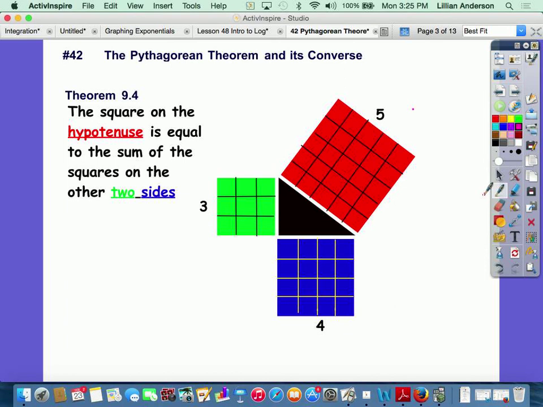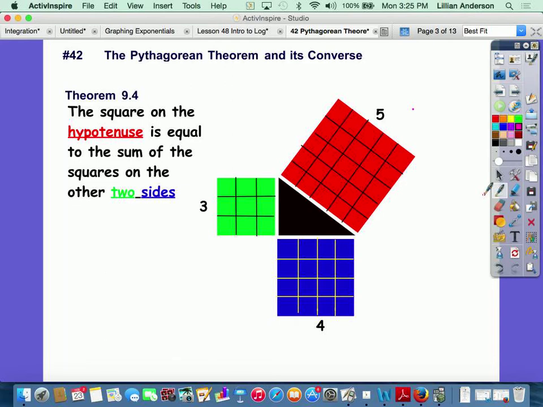Today we're talking about the Pythagorean theorem and its converse. Hopefully by the end of this you'll be able to use the Pythagorean theorem to find the length of a side of a right triangle, which we've been doing, and how to use the converse to determine, if it's not a right triangle, whether it is acute or obtuse.